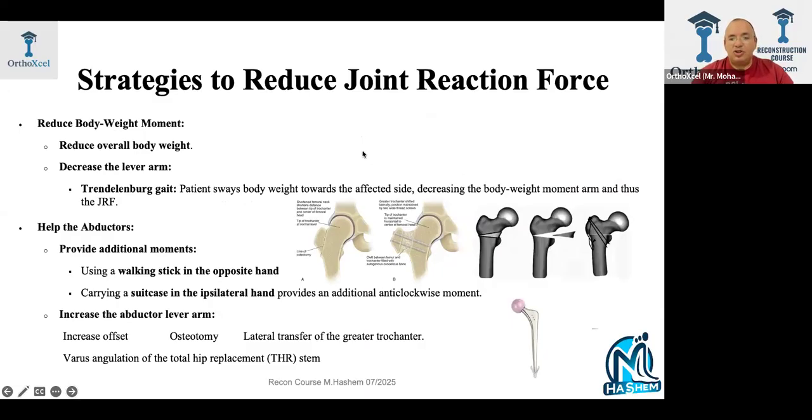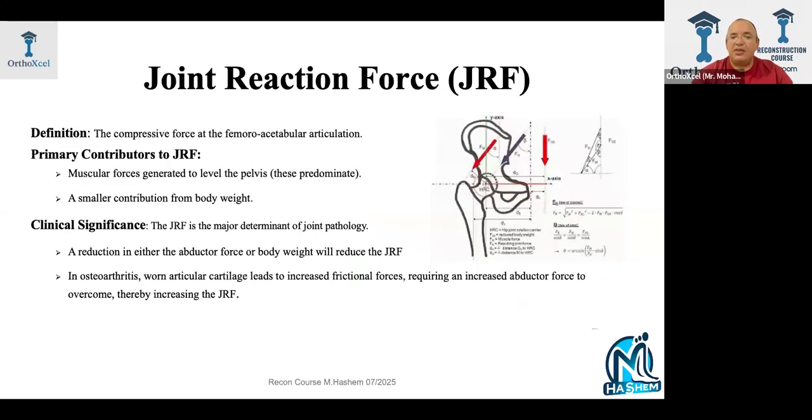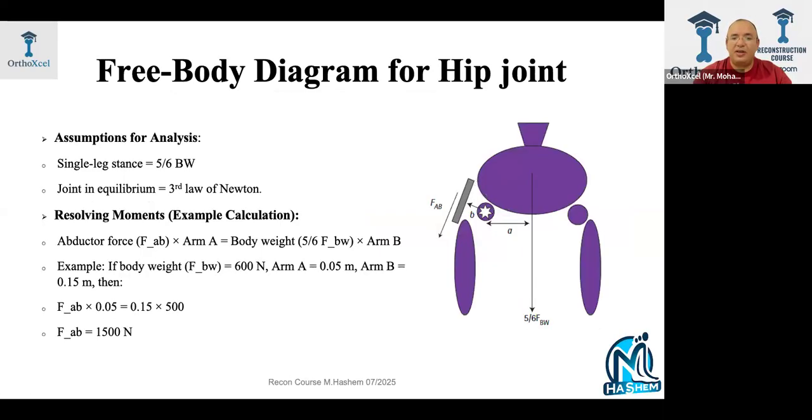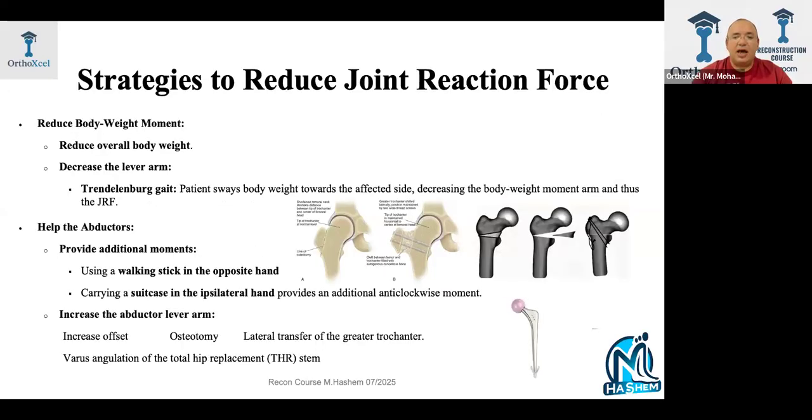If I want to reduce the joint reaction force, the options are physiological and surgical. Physiological option, firstly, is to decrease the load, so decrease the body weight. In a simple way, if you lose some weight, you will be reducing this force, and as a result you will be reducing the whole joint reaction force. The second option is either to move the body weight toward the center of rotation of the hip, which is not possible except surgically, or to move the lever arm of the abductors.